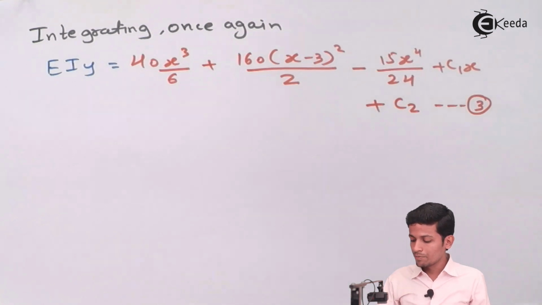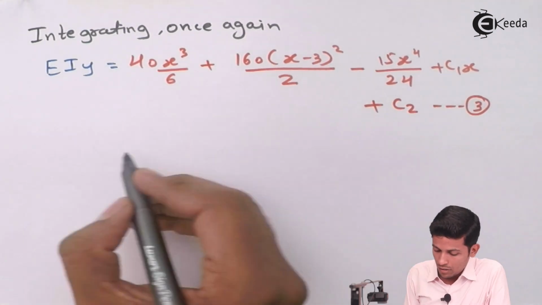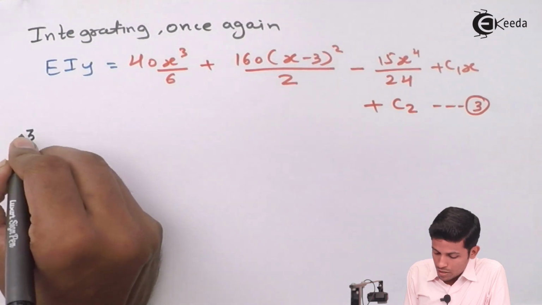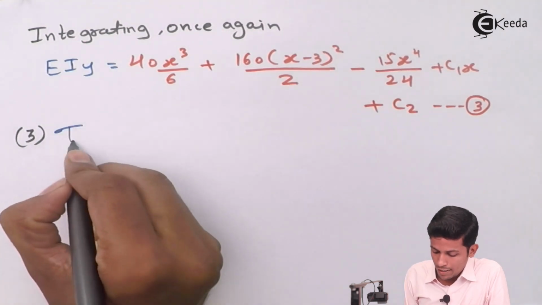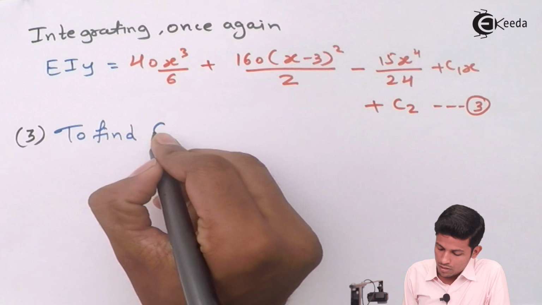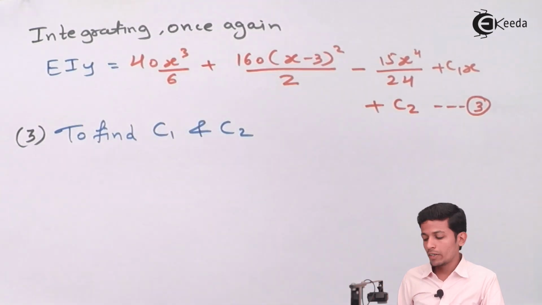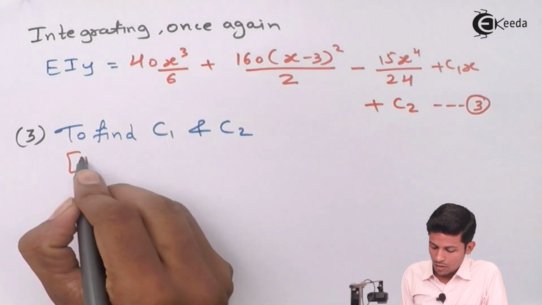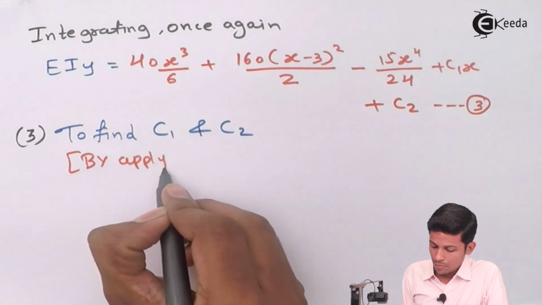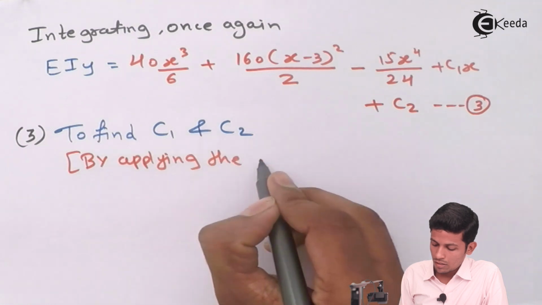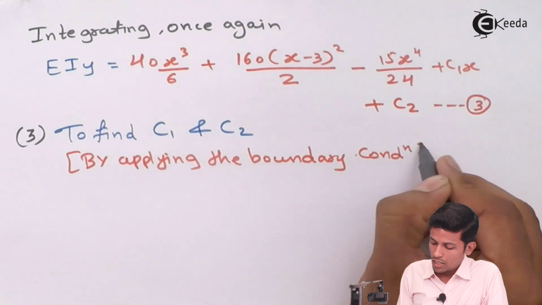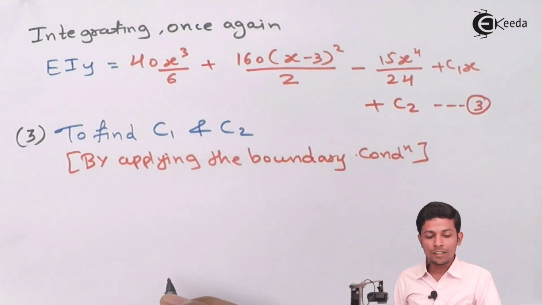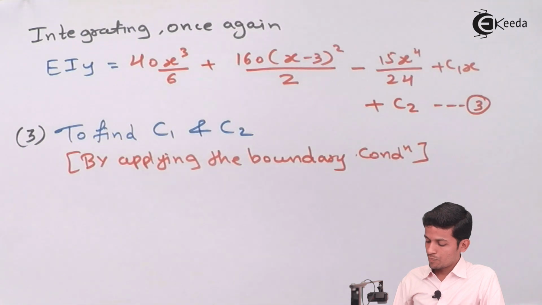After that, what is our next step? Our next step, step 3, will be to find C1 and C2. Now how will you find C1 and C2? By applying the boundary conditions. Now you have to apply the boundary conditions over here. Boundary condition, we know that, so write it over here.